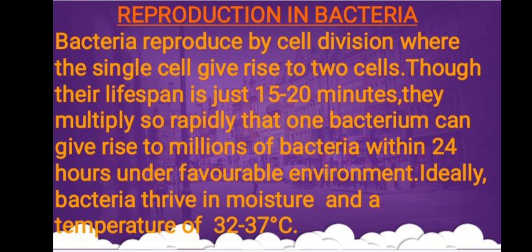Reproduction in bacteria. Bacteria reproduce by cell division, where a single cell gives rise to 2 cells. Although their lifespan is just 15 to 20 minutes, they multiply so rapidly that one bacterium can give rise to millions of bacteria within 24 hours under a favorable environment. Ideally, bacteria thrive in moisture and a temperature of 32 to 37 degrees C.